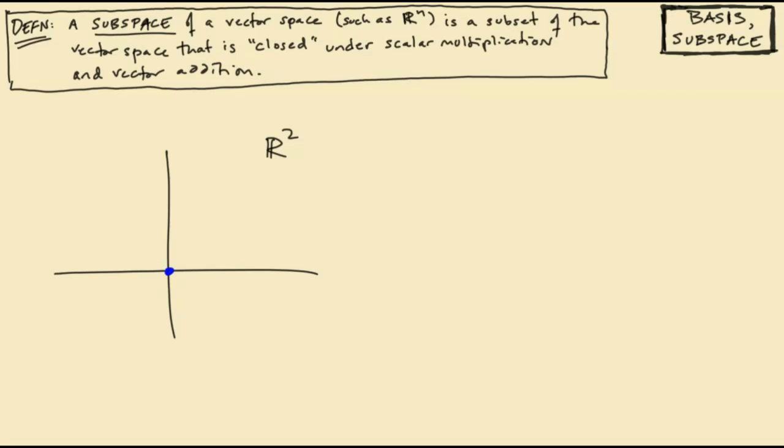Is it closed under vector addition? Well, take two vectors from this set. You don't have any choice. You're taking 0 and 0. You add them together, and what do you get? Well, you get the 0 vector, which is still in the set. So yes, it's closed under vector addition as well. That means that the origin alone is a subspace. It's sometimes called the trivial subspace for obvious reasons. Okay, so there's our 0-dimensional subspace.